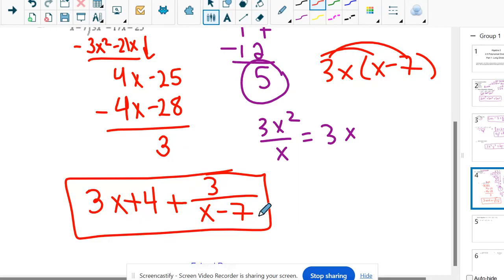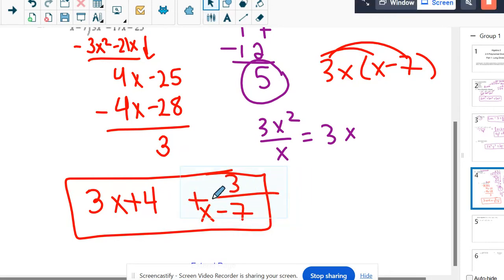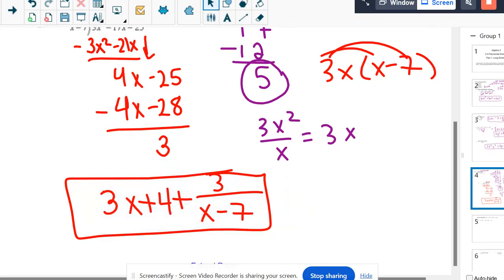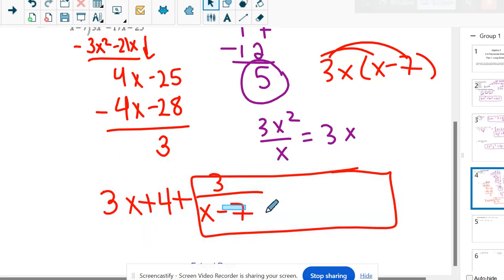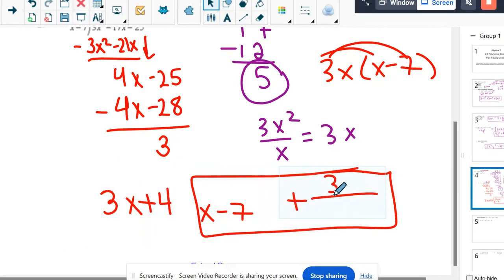Okay, so here's what this next part means. The next part, I'm going to scoot this over if I can. No, it won't let me. Just going to scoot it over piece by piece.